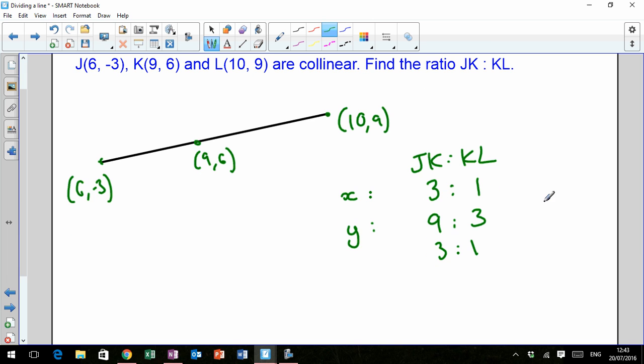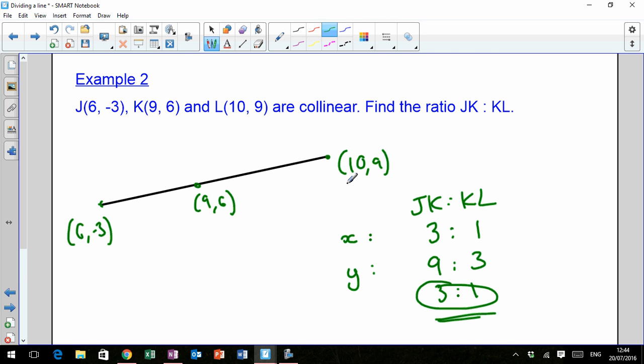Okay, so that is the ratio that I divide in. Okay, so JK to KL is 3 to 1. Okay, and I think that way, although it's not maybe the most highbrow way, is just very straightforward and will get you to an answer very quickly.